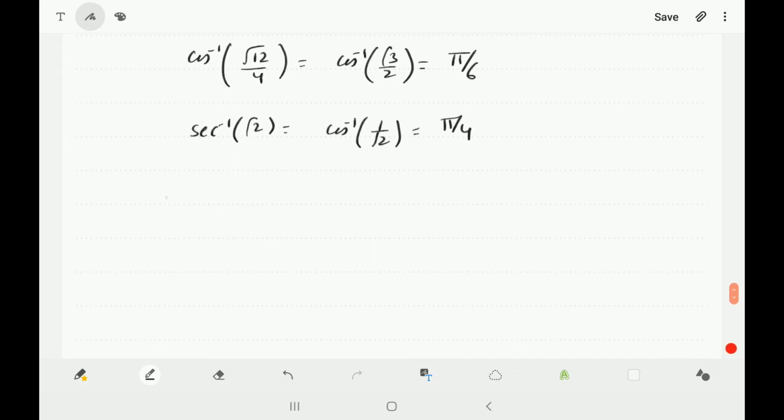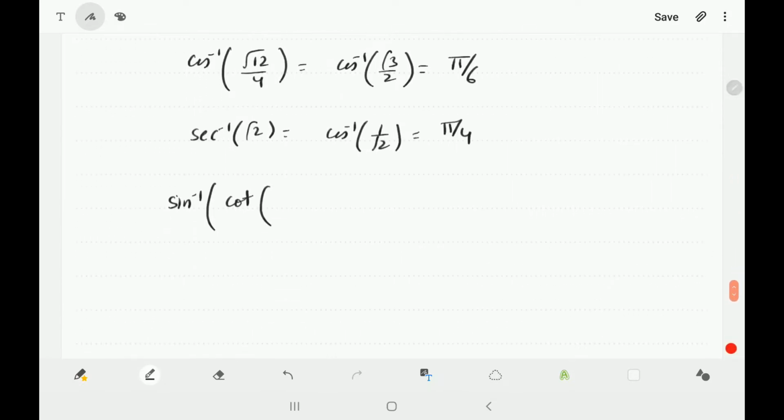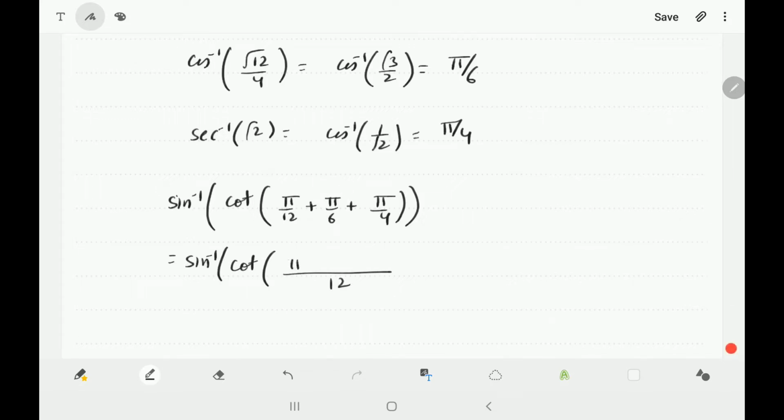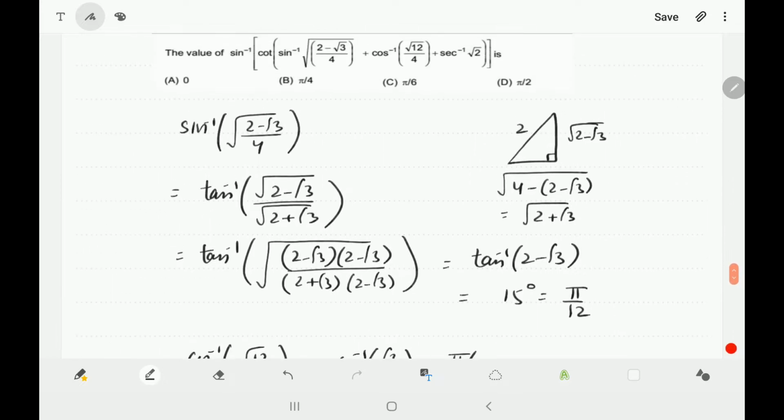So let's now simplify it. Sine inverse cot of, we have the first angle as pi by 12, pi by 12 plus pi by 6 plus pi by 4. Now if we take LCM, we will get sine inverse of cot of, we have 12 as LCM, pi plus 2 pi plus 3 pi. So this value is becoming sine inverse of cot of 6 pi by 12, which is cot of pi by 2. Now cot of pi by 2 is 0, so sine inverse of 0 will give us 0. So the answer for this problem is 0. Let's see which option it is. It is option A. So the answer for this problem is option A.